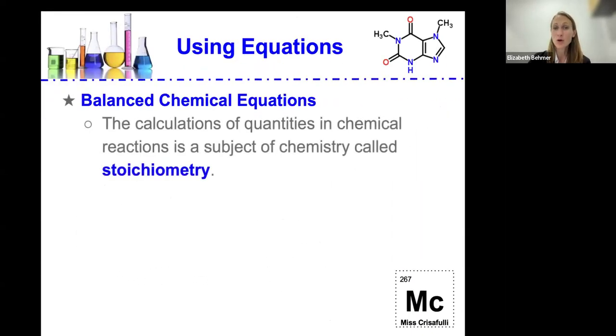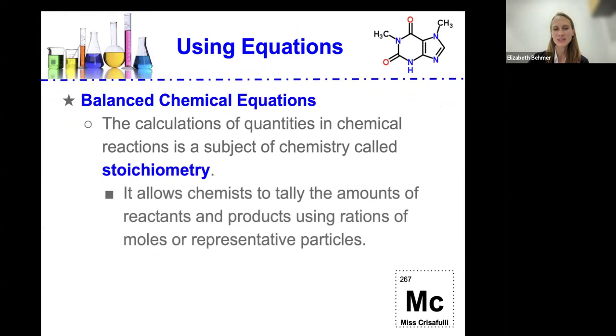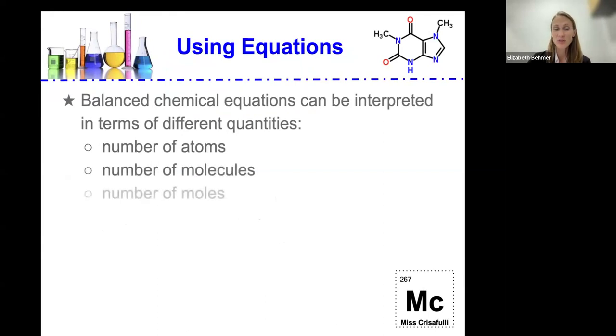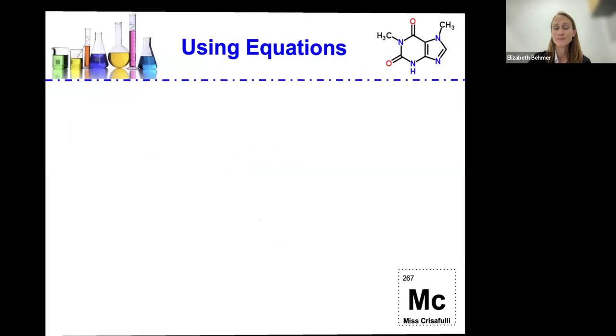The calculation of quantities in chemical reactions is a subject of chemistry called stoichiometry, and it allows chemists to tally or number the amounts of reactants and products using ratios of moles or representative particles. Balanced chemical equations can be interpreted in terms of different quantities: the number of atoms, the number of molecules, the number of moles, the mass, and the volume.